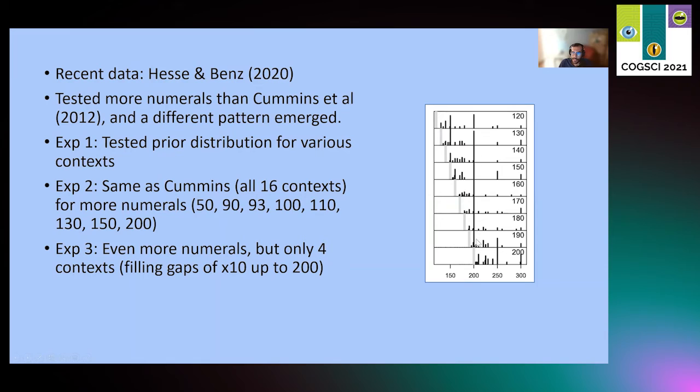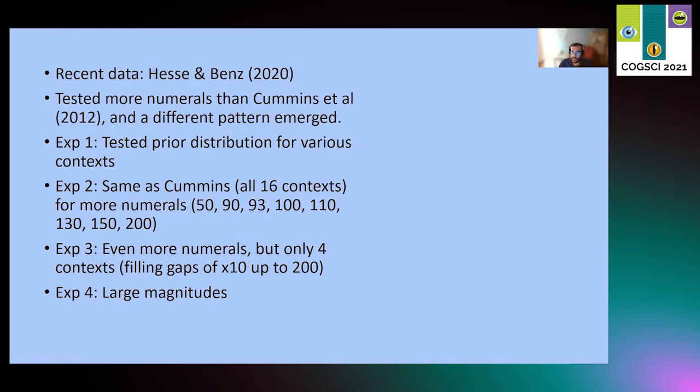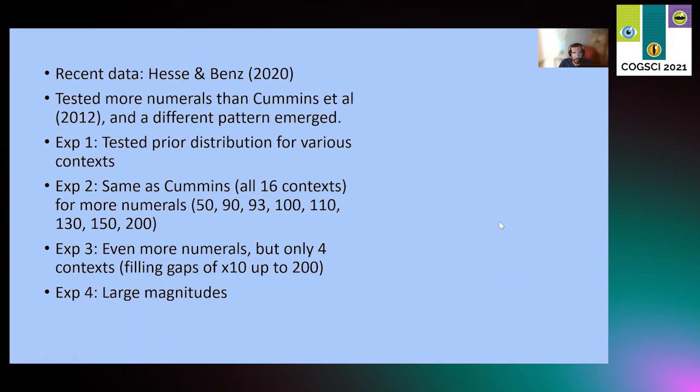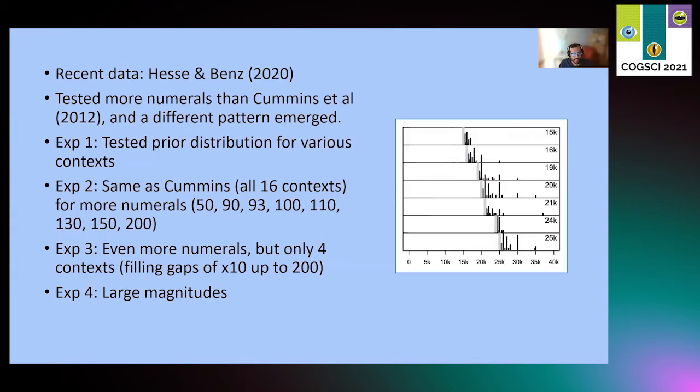So for instance, when you hear 190, more guesses are squeezed between 190 and 200 than you'd expect, given the shape of the other guesses for other numbers. Okay, and they have a series of experiments.